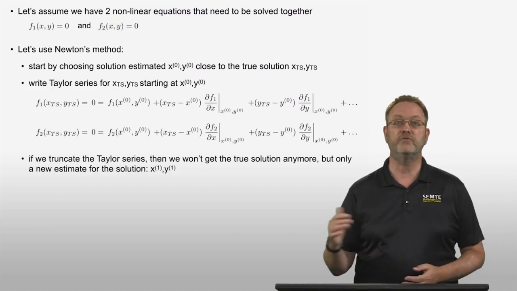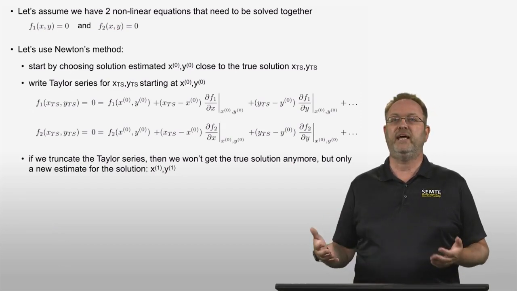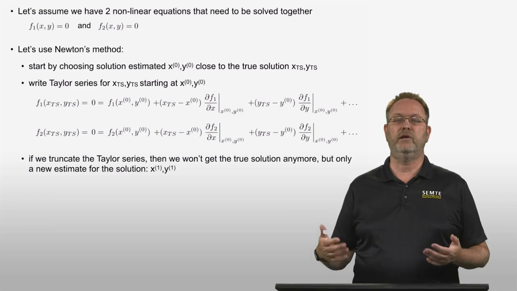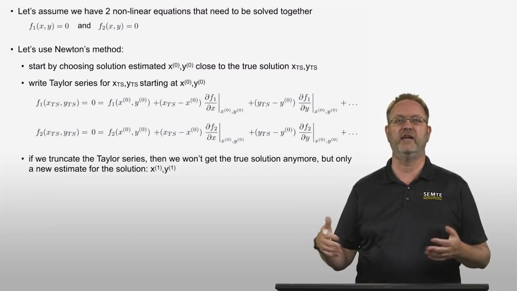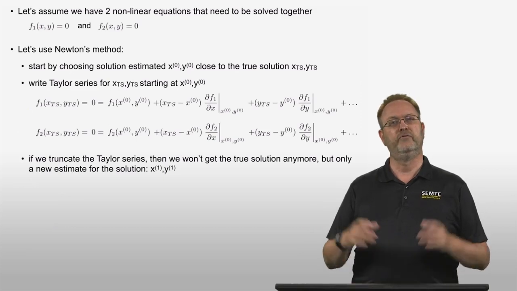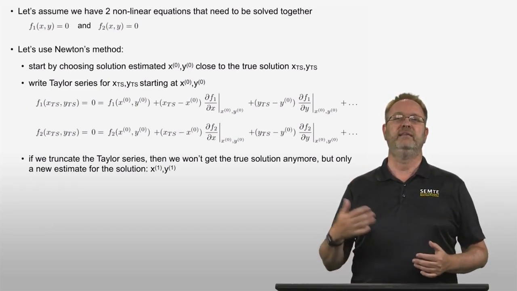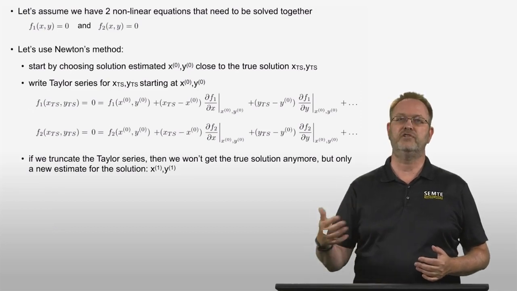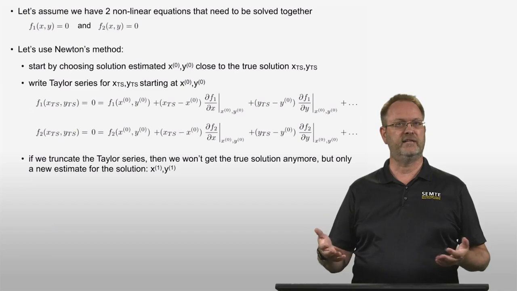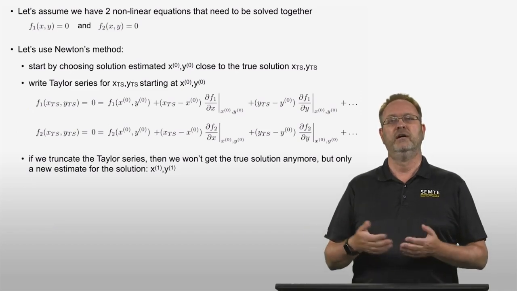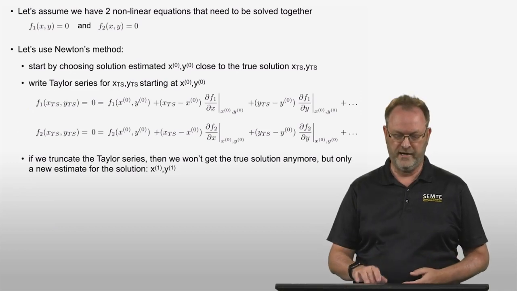Now, if we truncate this Taylor series as we did before, then we won't get the true solution anymore, but we will only get an improved estimate for the solution. Let's call it x1, y1, and recall that if we write in the superscript in round parentheses a number, that indicates the iteration number that we have, starting out with the initial guess, an iteration number of 0, and then updating the solution once will get us to the iteration number 1.